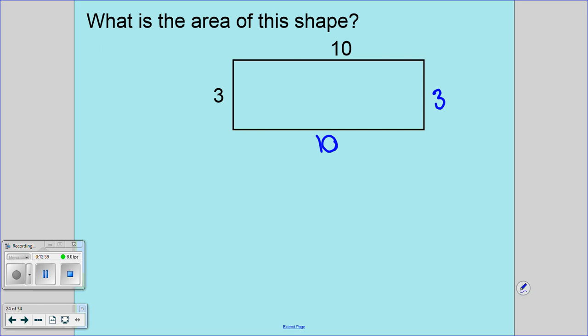What's going to be my area equation? Go for it, Ella. 10 times 3, you could do it 3 times 10 if that makes your brain happy. What's going to be the product of that multiplication equation? Georgiana? 30. 30 square units. Area, we got to use all of our square units. Area uses whole squares.